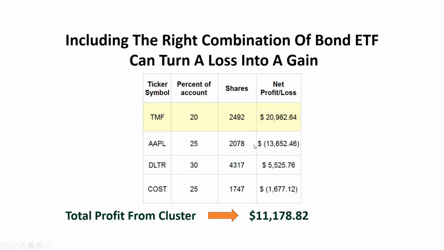It turned a losing position cluster. This is a 2-week position cluster. We don't hold it for any more than that. And it saved the day. It turned a loss, a fairly good sized loss, into a profit of $11,178.82 just by including a bond ETF in our position cluster.